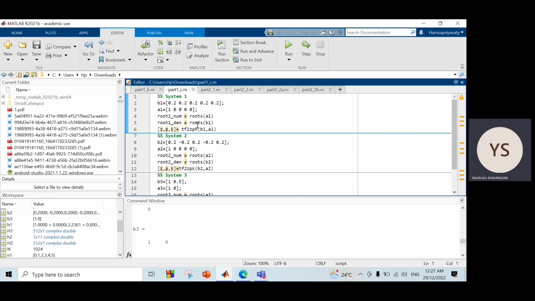This is the code for system 1, system 2, and system 3. We use the same coding from part 1B, and we add the code to get the values of Z, P, and K. We run, and we will get the Z, P values and the K value here.